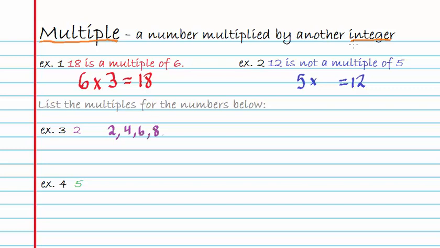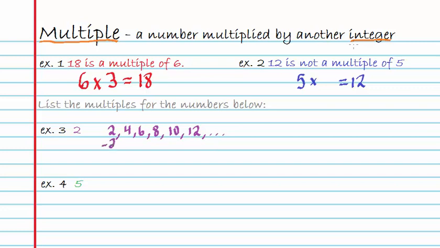And unlike factors, there are an infinite amount of multiples. So I could continue this list as long as I wanted to. So 10, 12, and then we could keep this going as long as we would want to, or as long as we needed to. We also can think about our negative multiples.